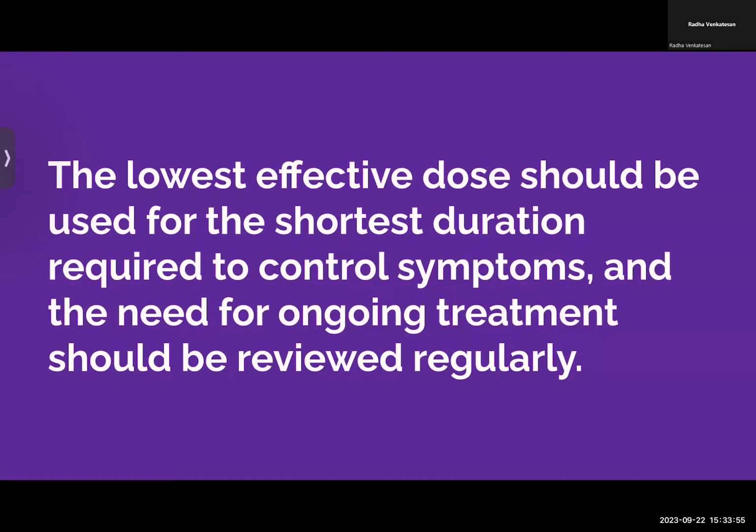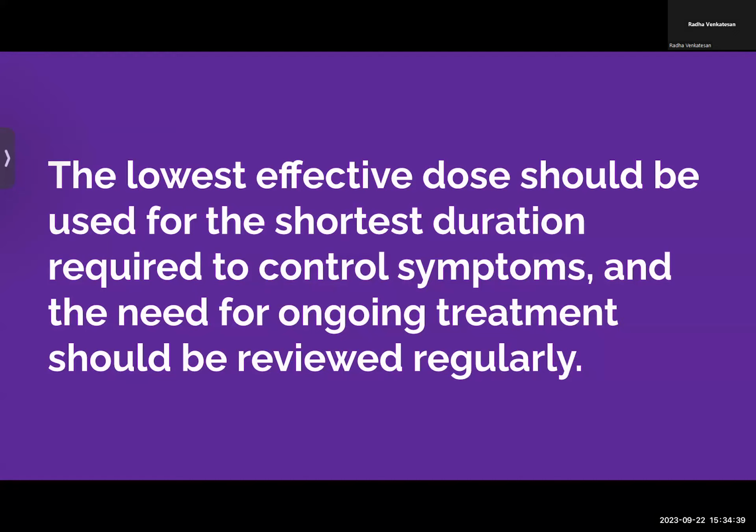Okay, the lowest effective dose should be used for the shortest duration required to control symptoms, and the need for ongoing treatment should be reviewed regularly. So what is it telling? For example, someone gets relief with 200 milligrams three times. Fine, continue that for 3 to 5 days. Lowest effective dose for the shortest duration. Acute pain, use it, then stop and use the gel or do exercise. You have to teach everything to them. Use the lowest effective dose for the shortest duration until you get control of symptoms. That is the first part.